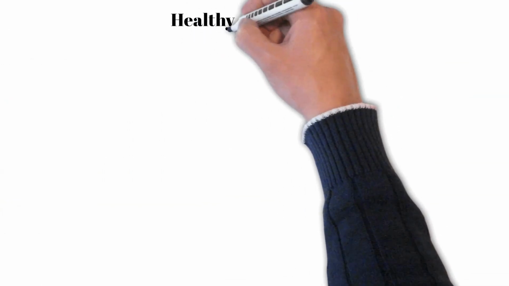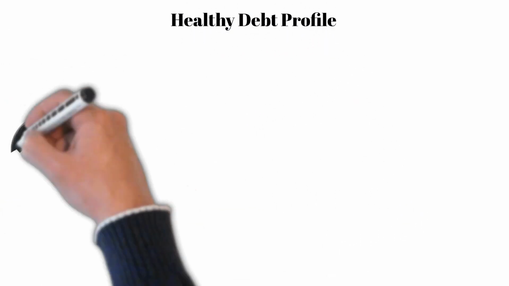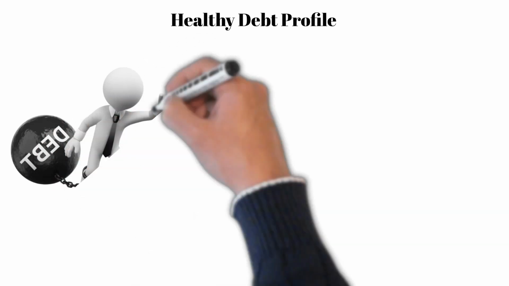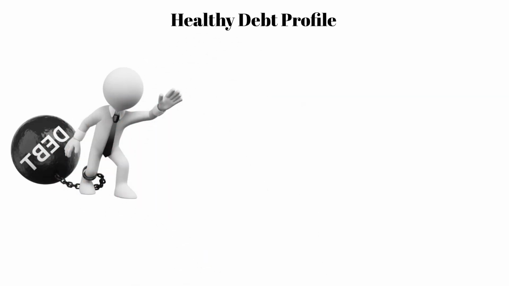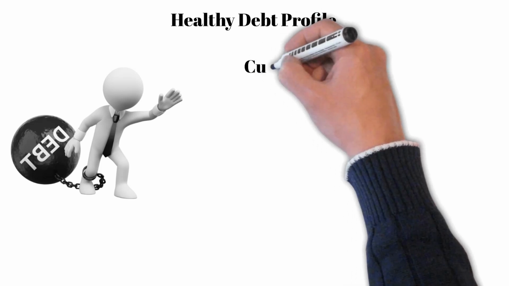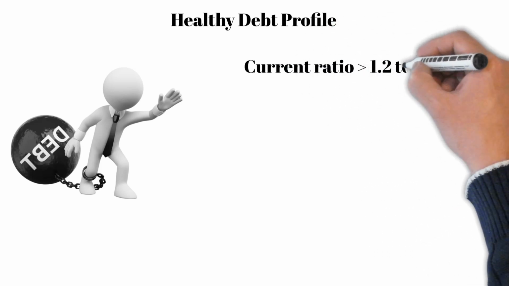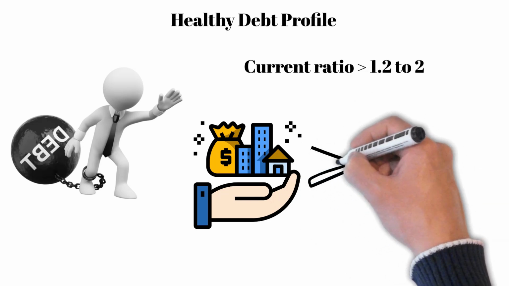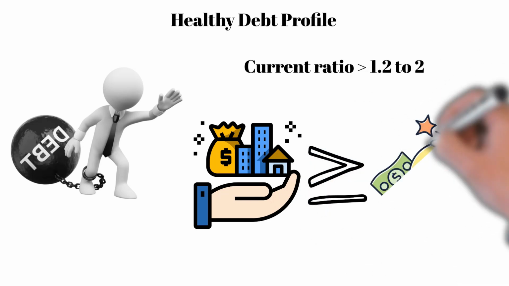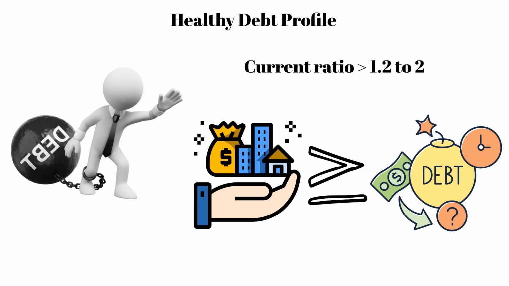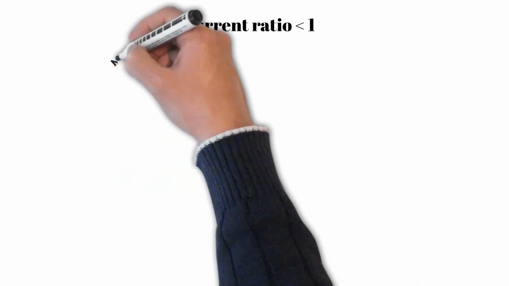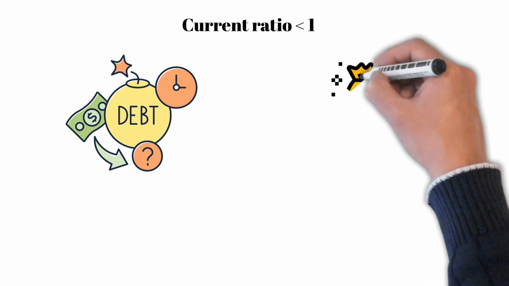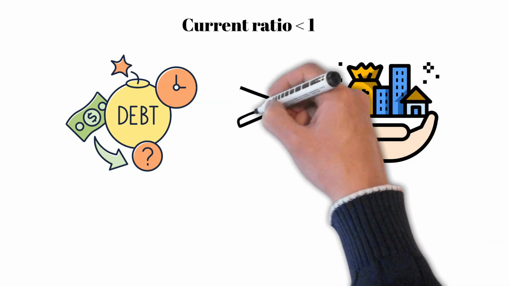Fourth, healthy debt profile: current ratio and debt to equity ratio. A company with a strong fundamental must have a healthy debt profile to ensure the company can sustain during the winter time. A good current ratio is between 1.2 to 2, which means that the business has up to 2 times more current assets than liabilities to cover its debts. A current ratio below 1 means that the company does not have enough liquid assets to cover its short-term liabilities.